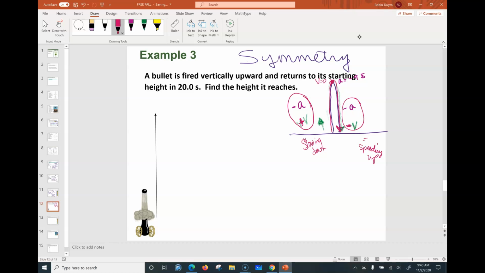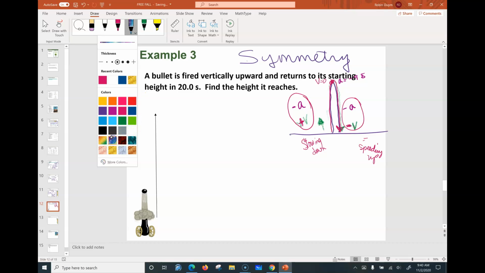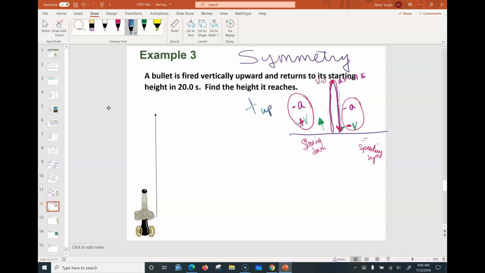So, knowing that, let's take it one step further with one more key piece of information. The time up and the time down are equal. So it's going to take the same amount of time to go up as it does to come back down, regardless of the object. So time up is going to be equal to time down. That's really important, and that really needs to go in your notebook because it's going to come in handy.